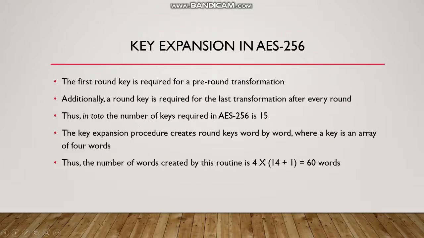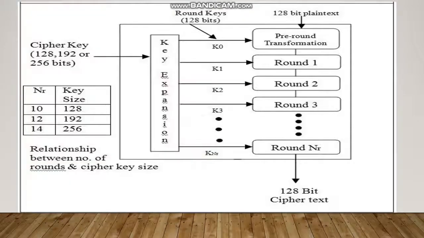So the key expansion procedure creates round keys word by word, where a round key is an array of 4 words, and thus the number of words created by this routine is 4 into 14 plus 1. 14 plus 1, that is 15, is the number of round keys, and each round key is made up of 4 words. So 4 into 15 is a total of 60 words that are to be generated.